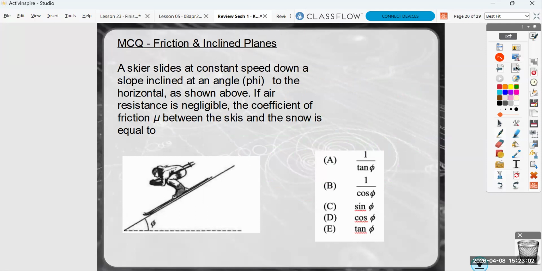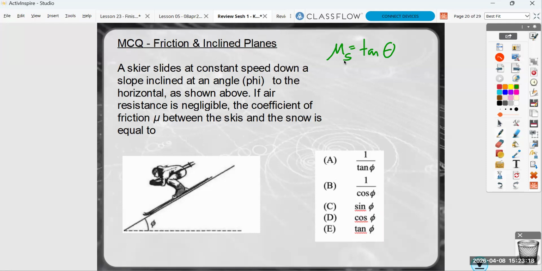Does anybody remember that relationship with friction if it's in equilibrium? Tangent. Mu equals tan theta. By the way, that works in two different ways. So if you're talking about static friction, that's the critical angle where it's just not slipping.